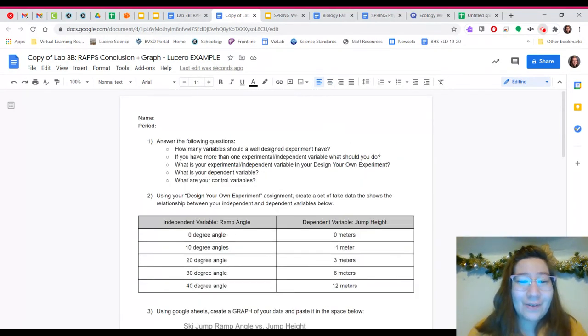Alrighty, so I filled in my data table with some made-up data. I have some ramp angles, 0-degree angles, and going up by 10 each time. And then I have my jump height.